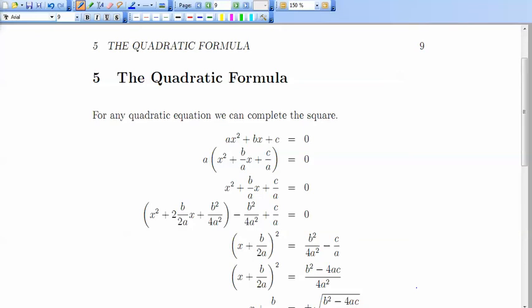Hello! In the last video we talked about completing the square and how to use that to solve quadratic equations. Now you may have thought that process takes a long time, and you're right, it does. Now there is a little shortcut.